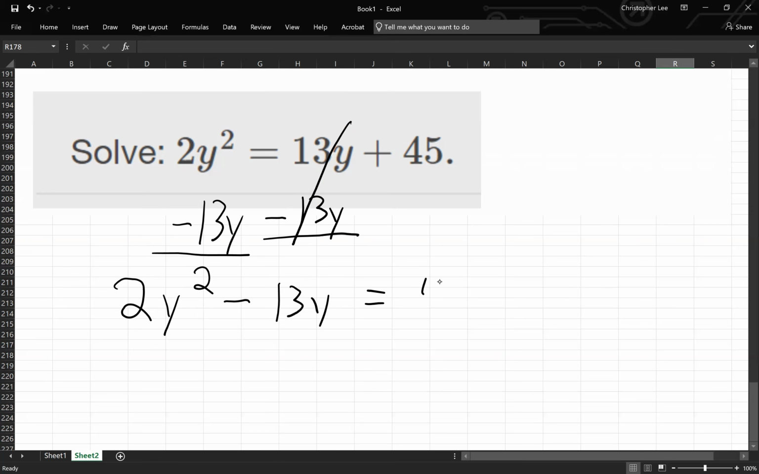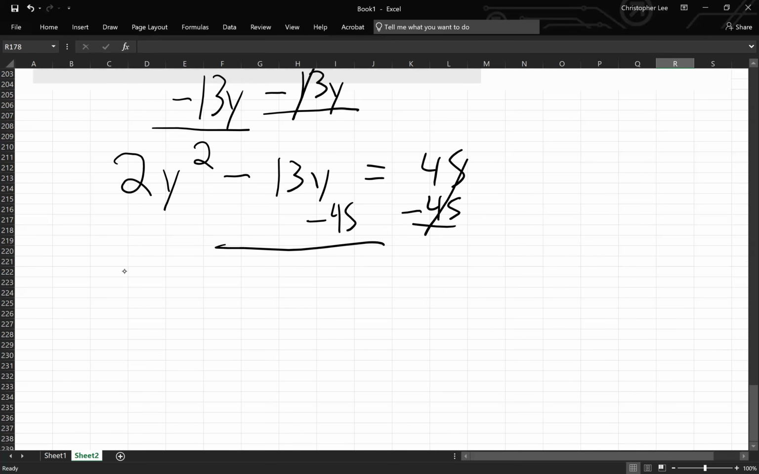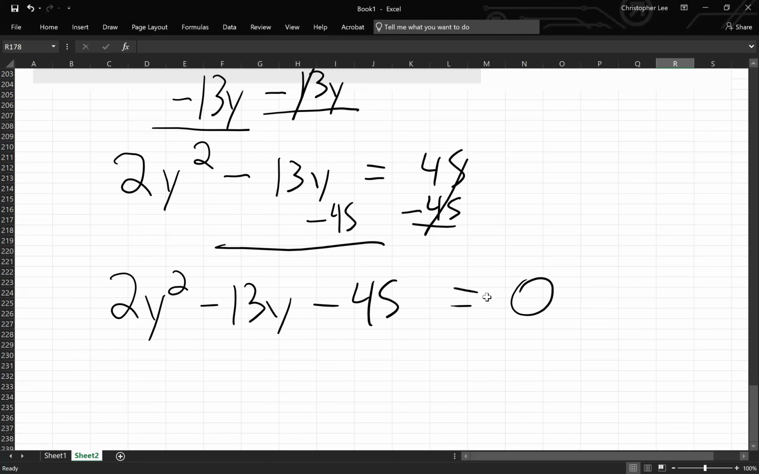And then that's going to be equal to 45, right? So now we're going to subtract 45 over here. What we do to one side, we do to the other. So now what do I have? I've got 2y squared minus 13y minus 45 is equal to 0, right? Now we want to factor it. Very simple. Just use the AC method.